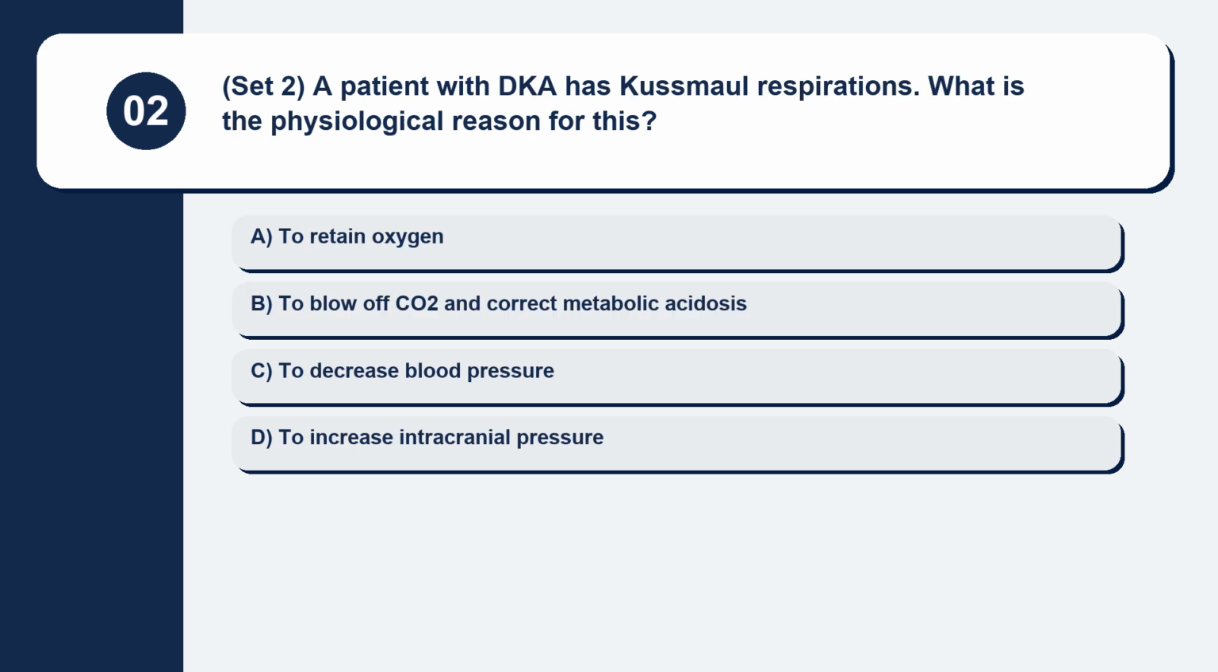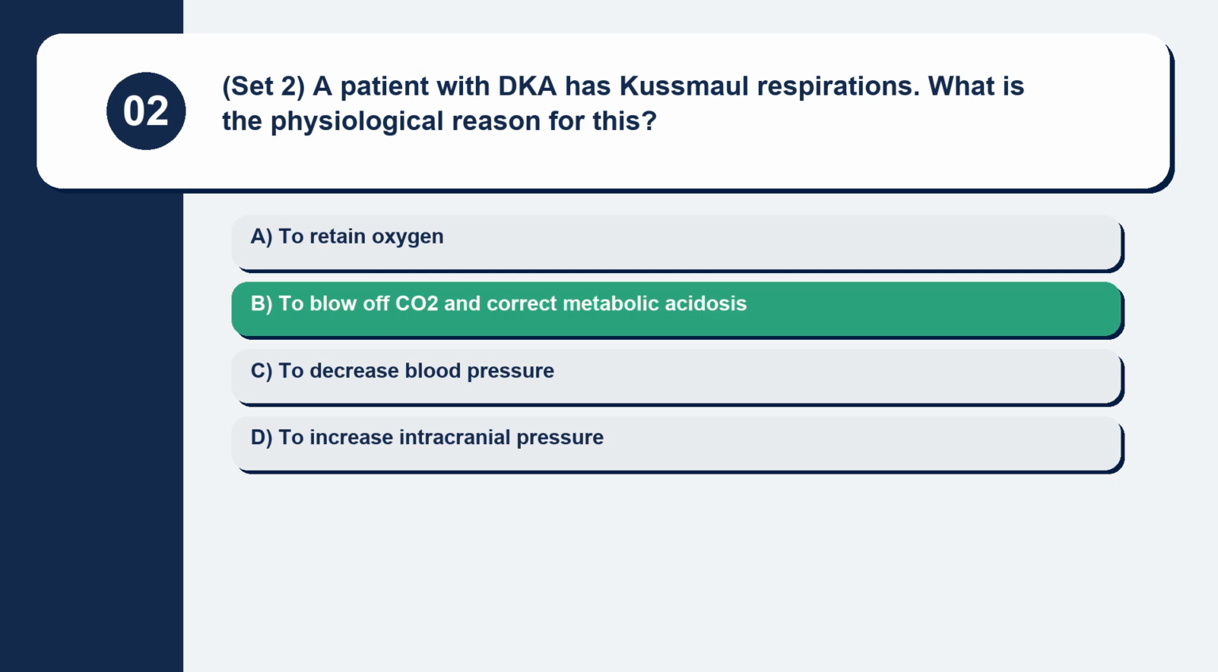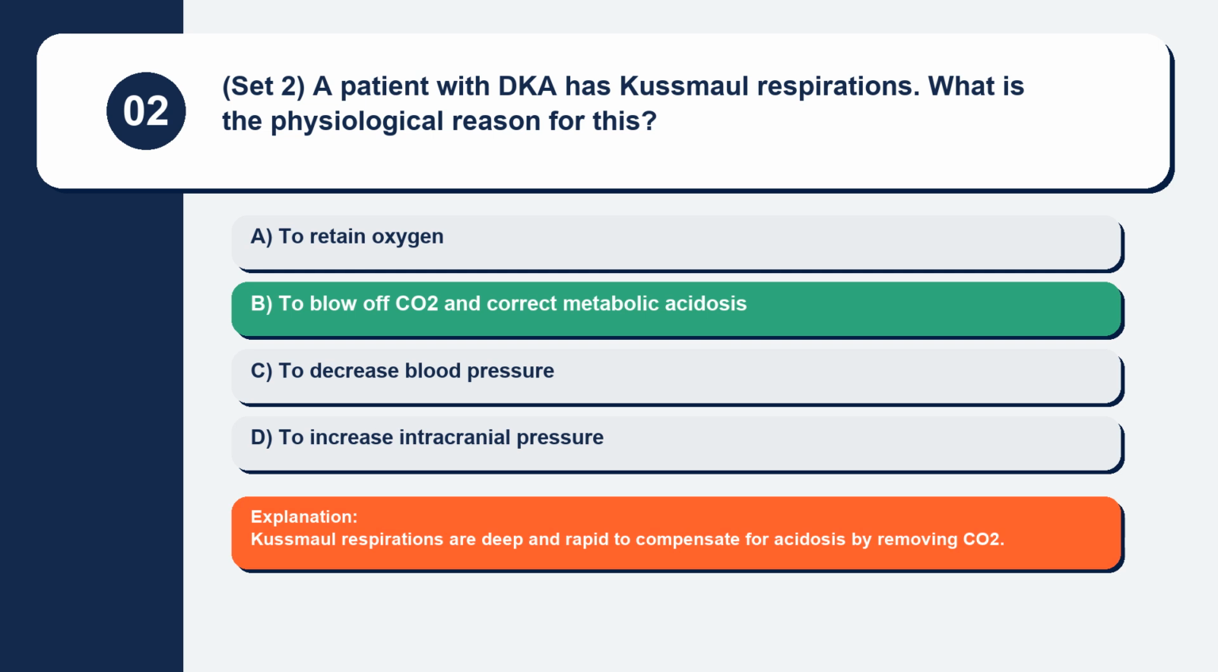Question 2. Set 2. A patient with DKA has Kussmaul respirations. What is the physiological reason for this? To retain oxygen, to blow off CO2 and correct metabolic acidosis, to decrease blood pressure, to increase intracranial pressure. Kussmaul respirations are deep and rapid to compensate for acidosis by removing CO2.